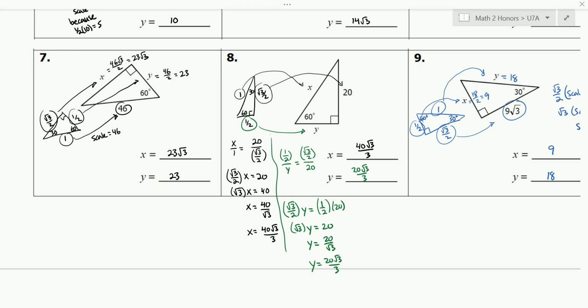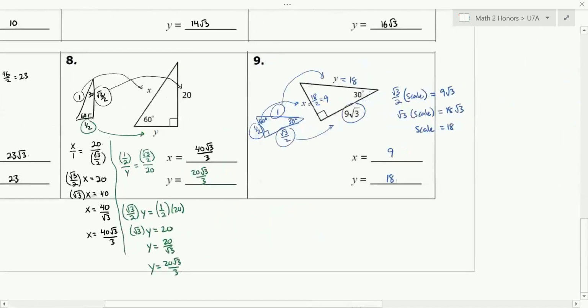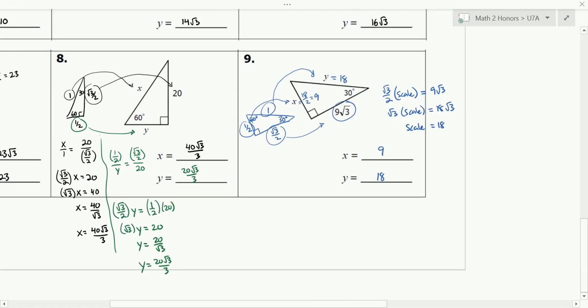Did anybody do the scale factor in number 8? What was the scale factor? Yeah. So this ends up being your scale factor here, because you're going from 1 to that number. Was it less work? No. About the same or harder? About the same. Okay. And then 9 actually is not too bad to use a scale factor, and that's what I did here.